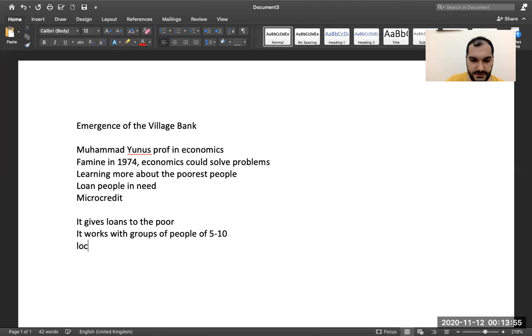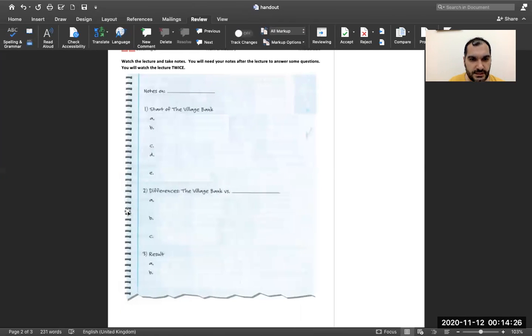And the last difference is location. See, traditional banks are set in big cities, but village banks are set basically in villages. So let's talk about the result. We say it worked and it helped the poor move to middle class. Okay, so we can see or write them as results.